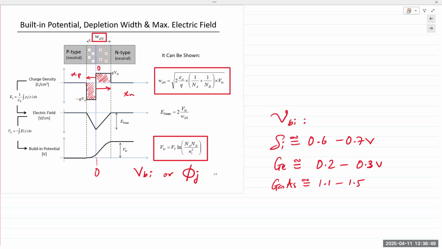Okay. So the equation for VBI shows us that it depends on the doping concentration, right? NA times ND, but divided by Ni square. There are slight variations, but typically for every single material, it'll be within a specific range. So all silicon diodes, depending on the construction, pure silicon diodes will always have a junction potential that is close to that number. Okay.